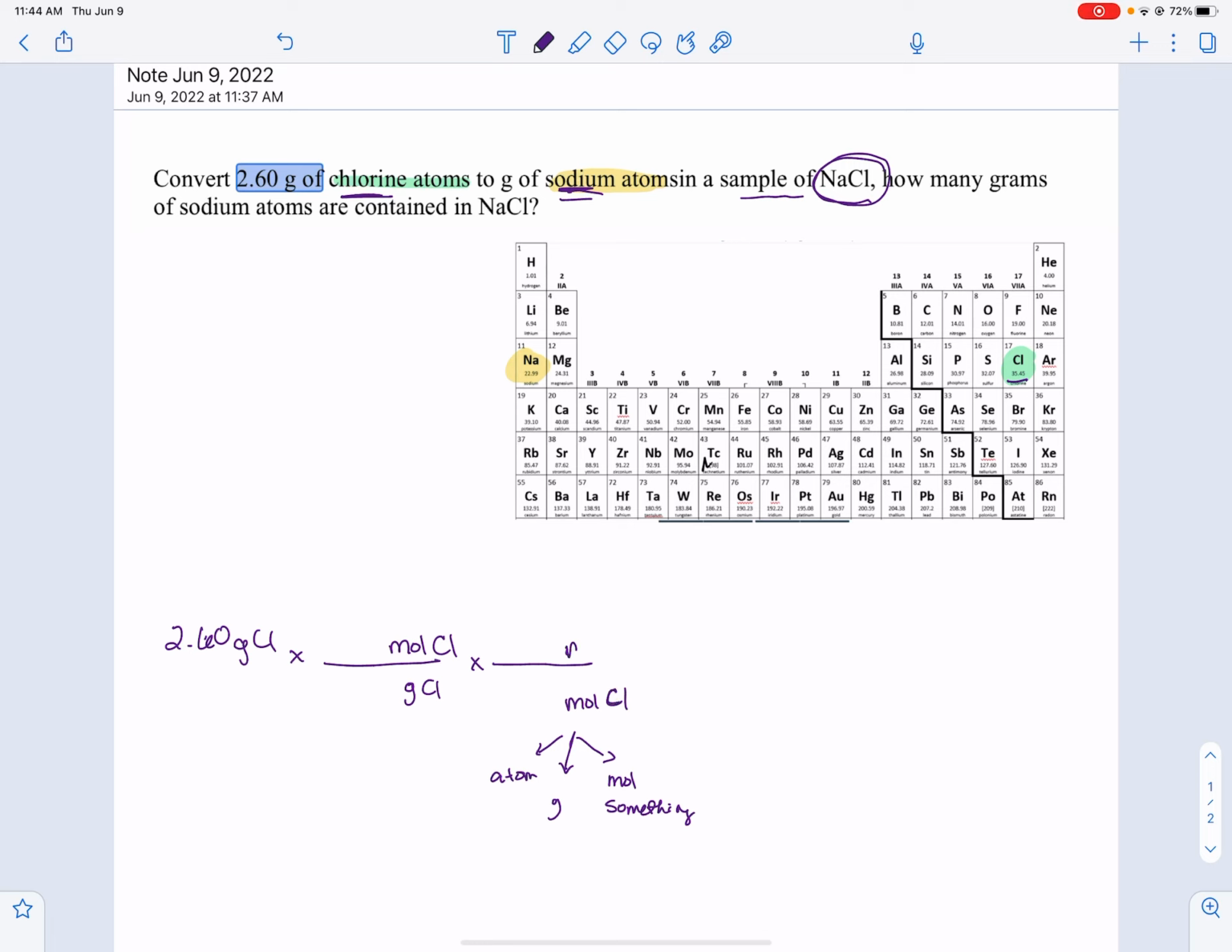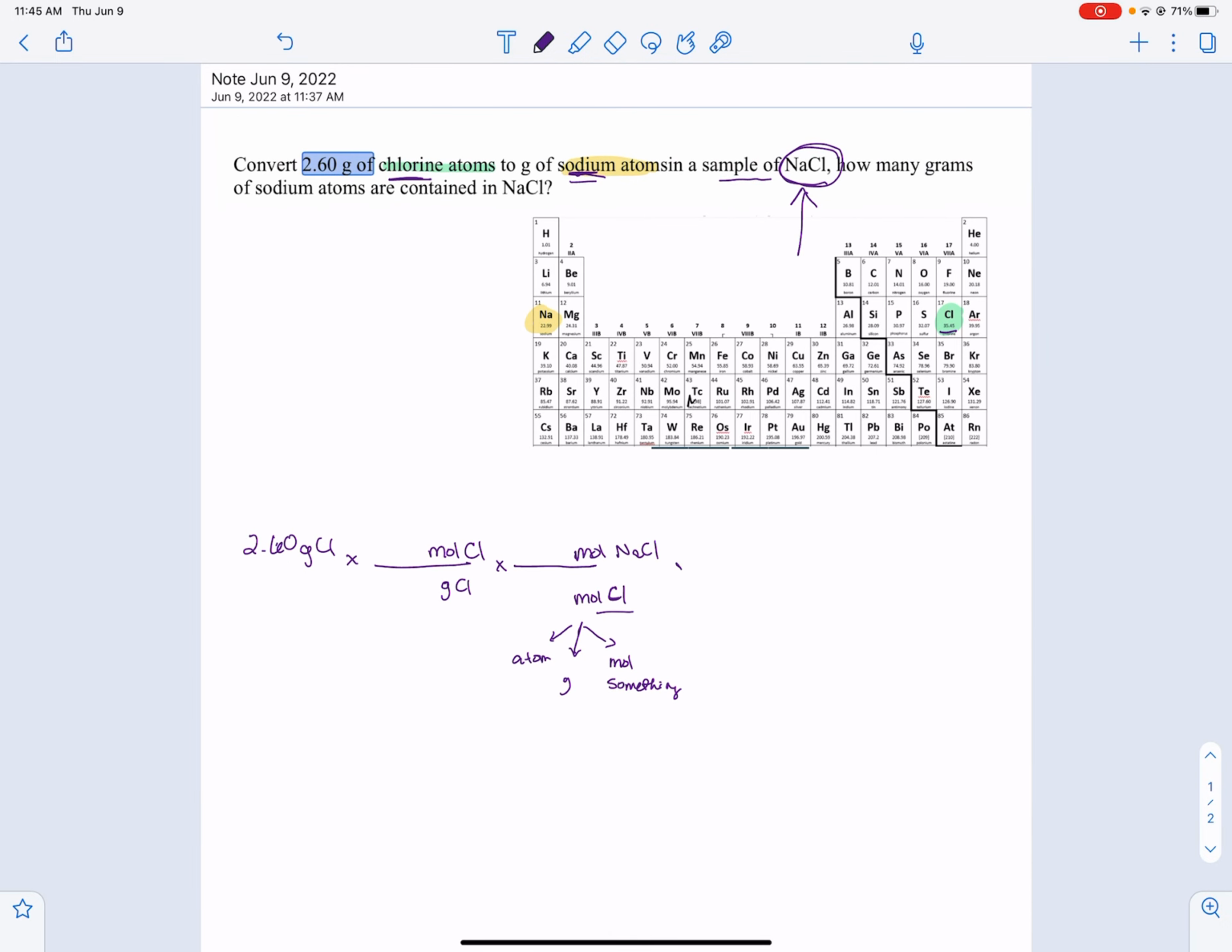Now, I can't just jump straight between the two of them because I don't know what their relationship is. I have to jump to something that has both the Cl and the Na in it. And notice we have that. So I can jump to moles of that. See how those are in common? I can use that relationship to help me as I'm working through this problem. So that's where I want to go, and I'm going to put that unit on the bottom.